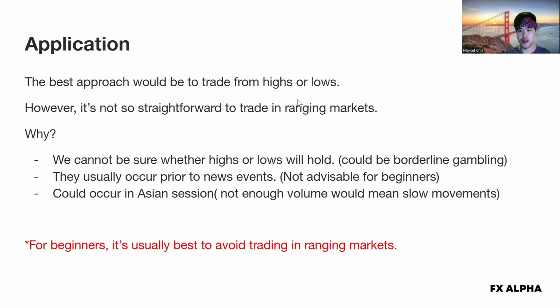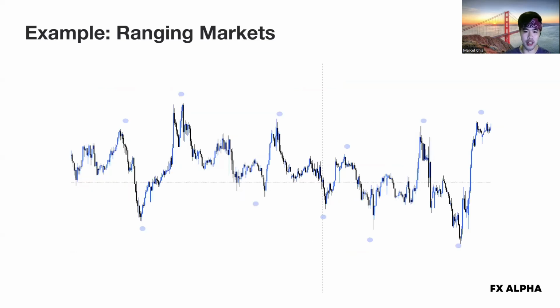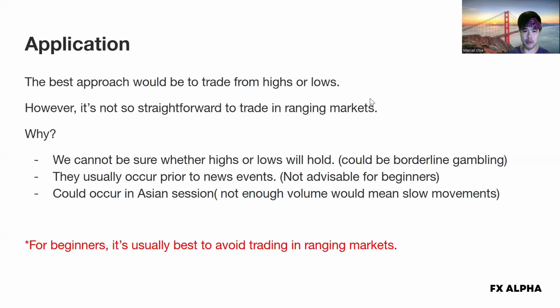So you might ask, would the best approach have been to trade from highs and lows? It is really questionable, because it's not that straightforward to trade ranging markets, where it's very difficult to tell whether or not the highs and lows will hold. So we see from this example, let's say this is the high we're taking from. This might potentially have held, but if we trade from this low, it might not have held. If we trade from this high, it might not have held. If we trade from this high, it would have held. So it's very subjective. It's very 50-50 to tell where exactly price can go, which highs or which lows will hold. So this could be borderline gambling already, which is not what we want to achieve, right?